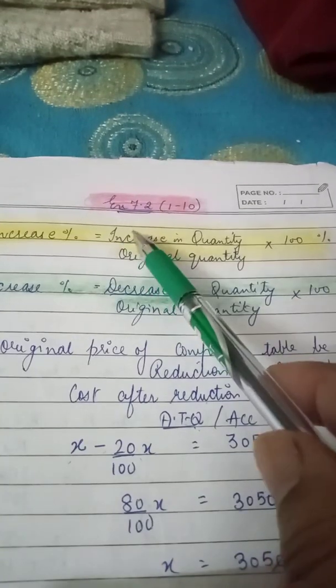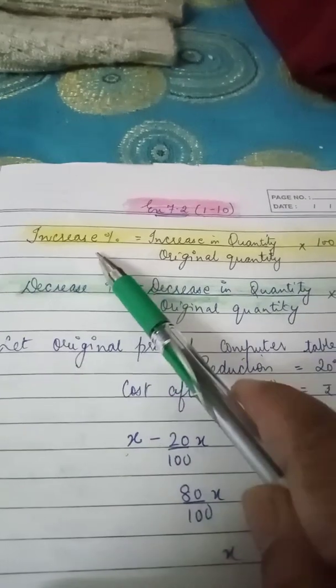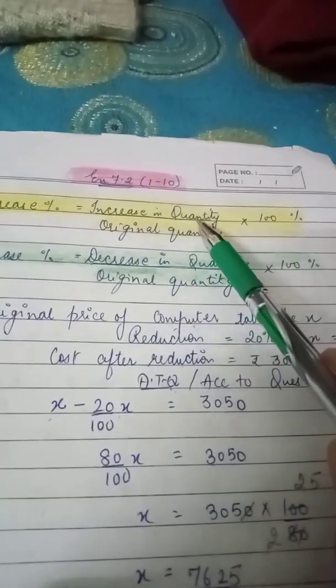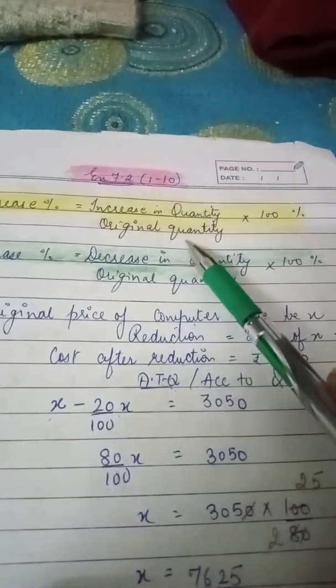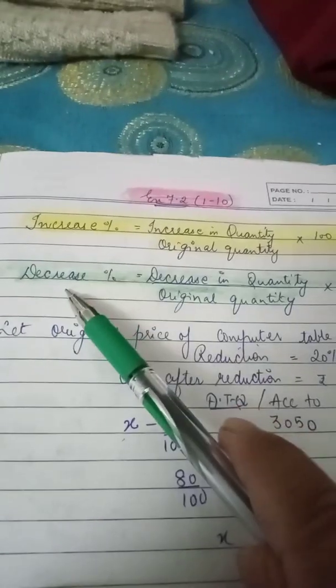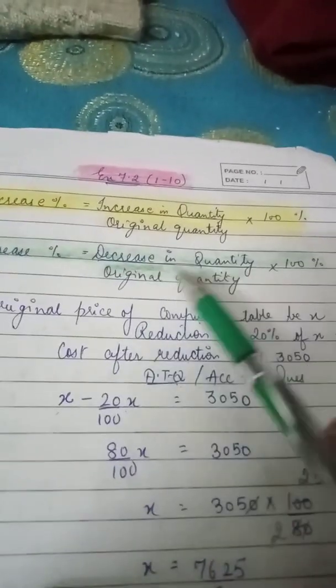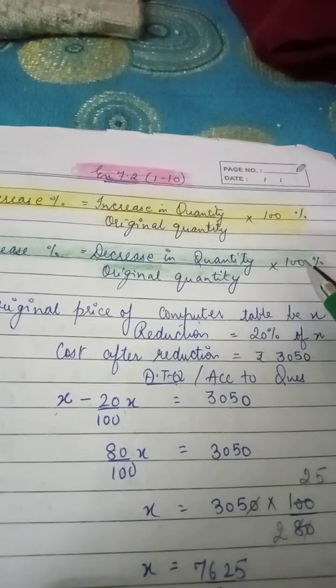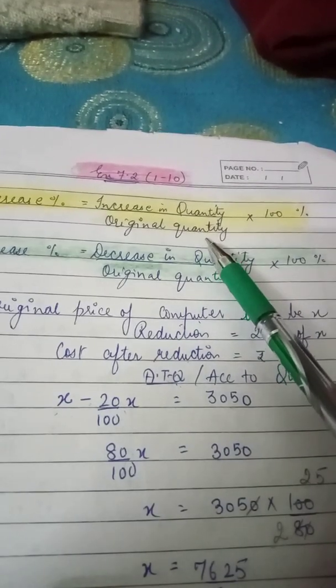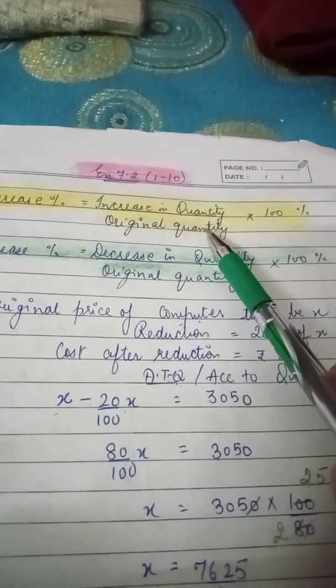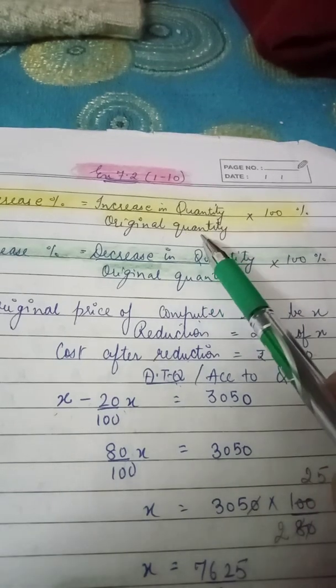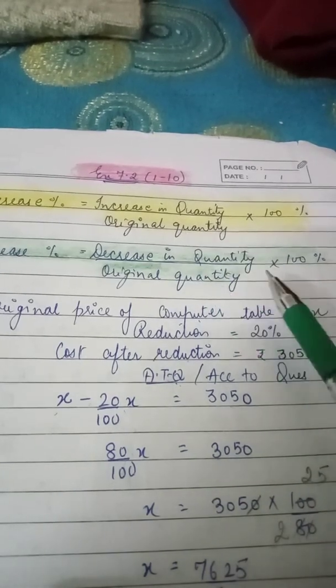Now, children, let's start exercise 7.2. Now, we have to keep two formulas in mind. To find the percentage of increase, it's increase in the quantity upon the original quantity multiplied by 100. And to find the decrease in percentage, it's decrease in quantity upon the original quantity multiplied by 100. Now, original is the first value, it is always the original one. So, whether it is increase or decrease, it's original value in the denominator.